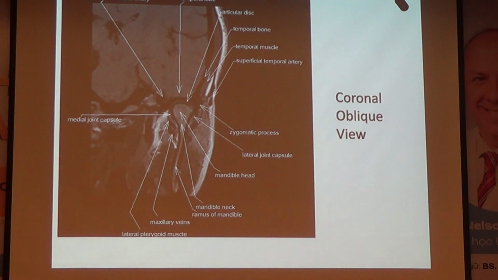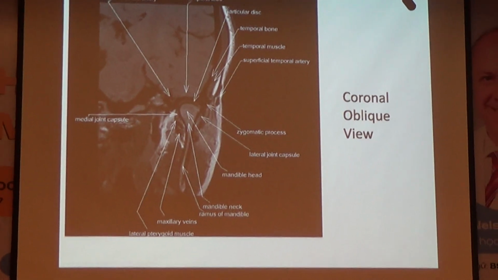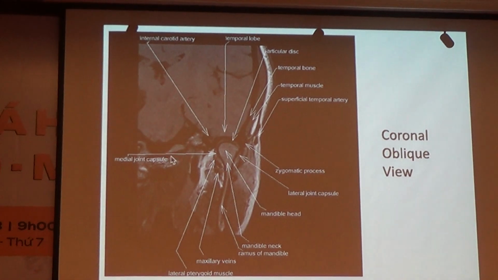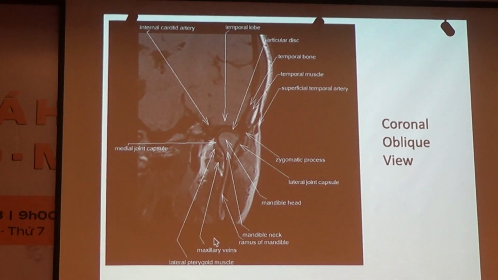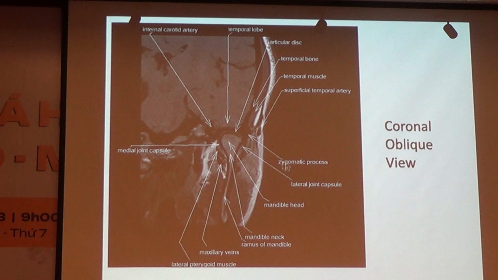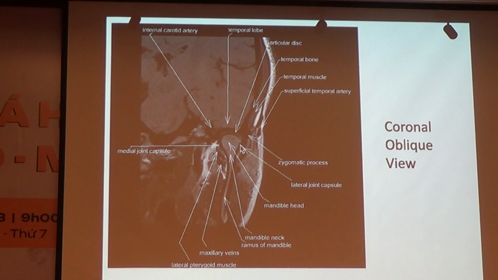On coronal view, okay, this is the anatomy. If you want to see the carotid, if you want to see the maxillary veins. Here we have the disc.